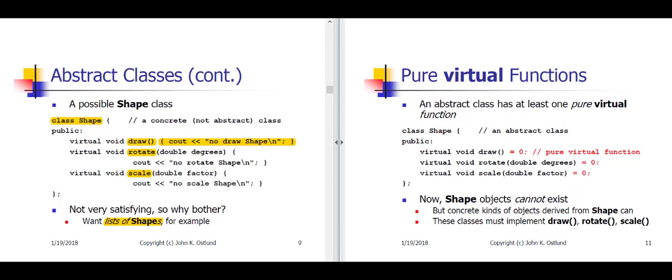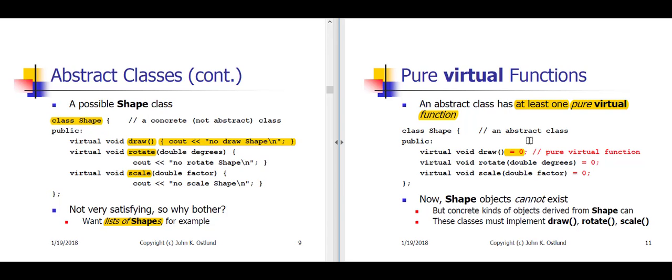To create a class that is truly abstract, what we do is to define our class to have at least one so-called pure virtual function. A pure virtual function is a function that has no implementation. And the notation that was developed to specify that a function is pure virtual simply involves using the equal sign and 0 instead of a body of code for the function.